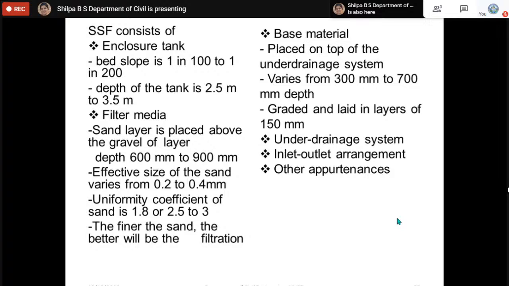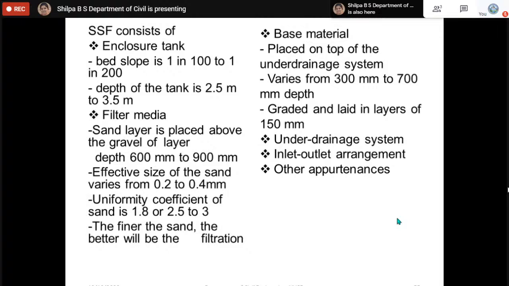Here for the slow sand filter, the bed slope will usually be 1 in 100, or it can vary up to 200. The depth will be about 2.5 to 3.5 meters, and the depth of the sand media layer that we provide will vary from about 600 to 900 millimeters. The effective size of the sand will be 0.2 to 0.4, and the uniformity coefficient is 1.8.